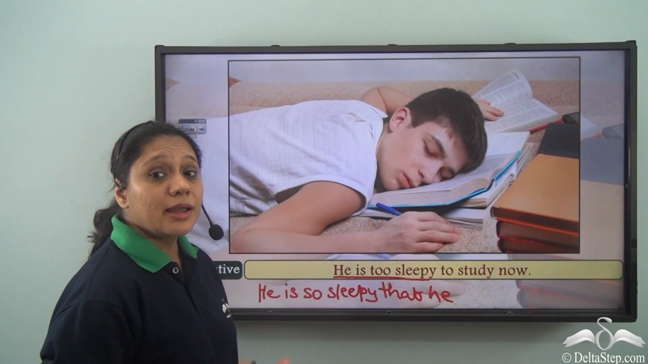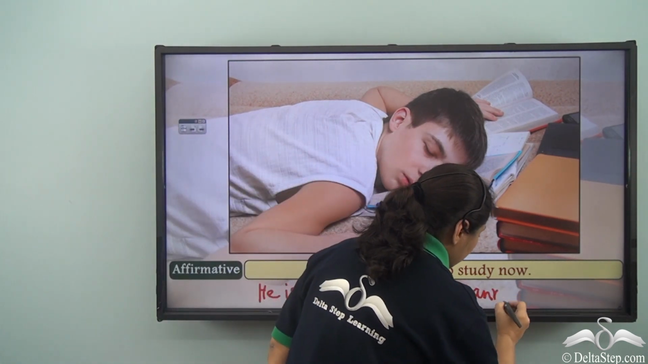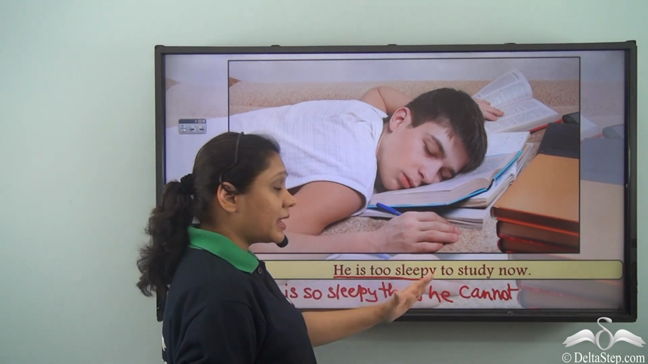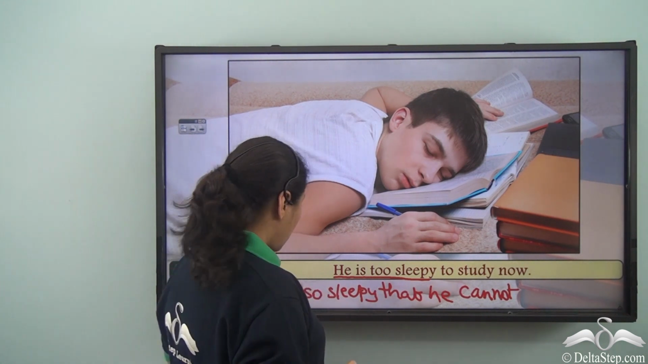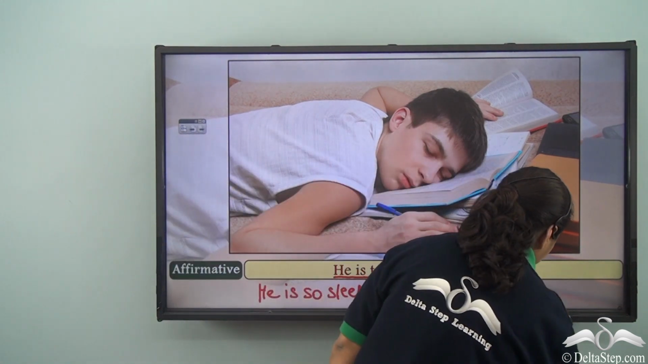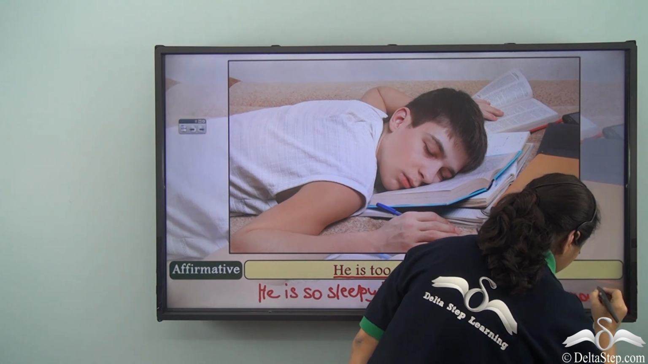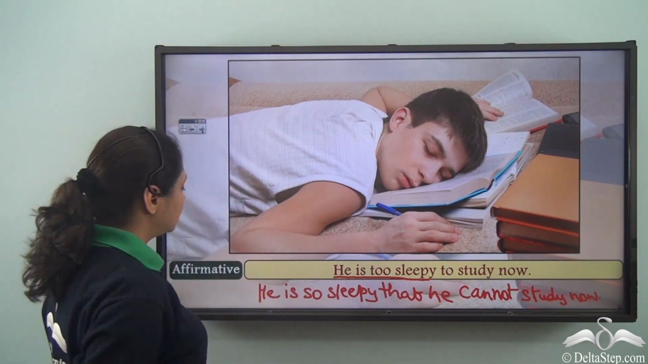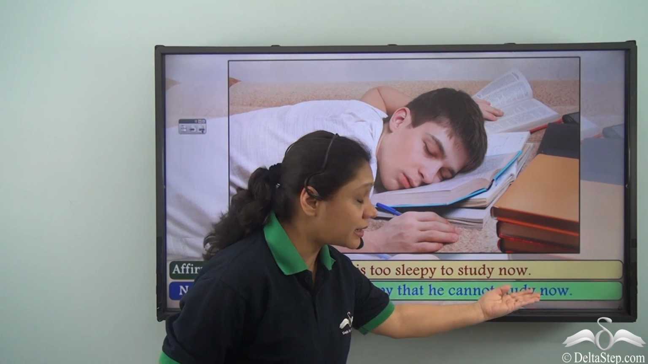Then we write cannot. We add cannot. Not makes our sentence negative. That he cannot, and then what is he supposed to do? Study now. So, he is so sleepy that he cannot study now. So, our sentence becomes he is so sleepy that he cannot study now.